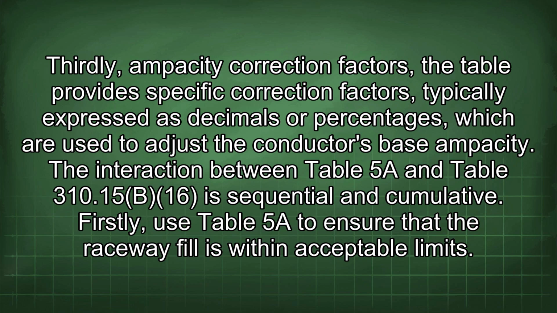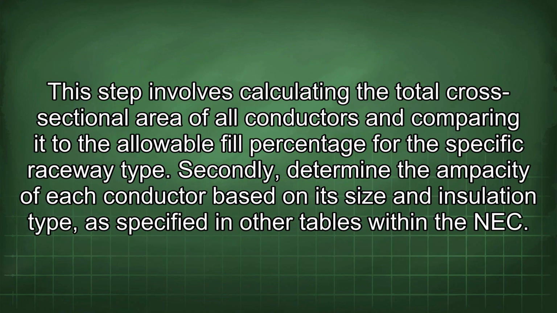The interaction between Table 5 and Table 310.15(B)(16) is sequential and cumulative. Firstly, use Table 5 to ensure that the raceway fill is within acceptable limits. This step involves calculating the total cross-sectional area of all conductors and comparing it to the allowable fill percentage for the specific raceway type. Secondly, determine the ampacity of each conductor based on its size and insulation type, as specified in other tables within the NEC.